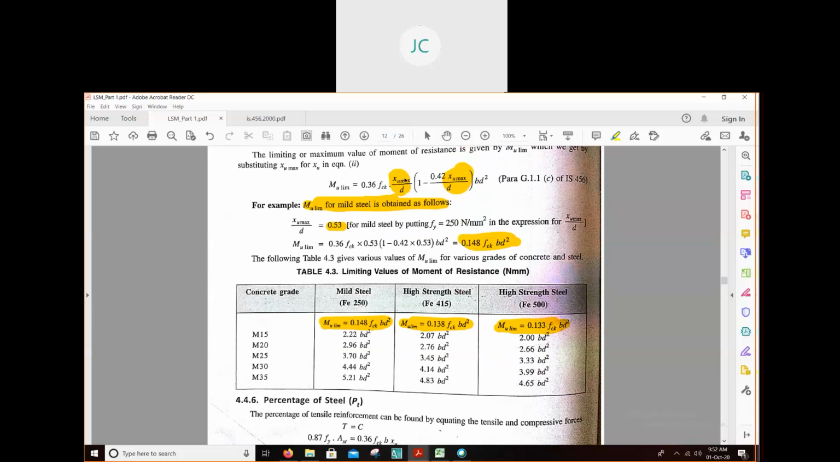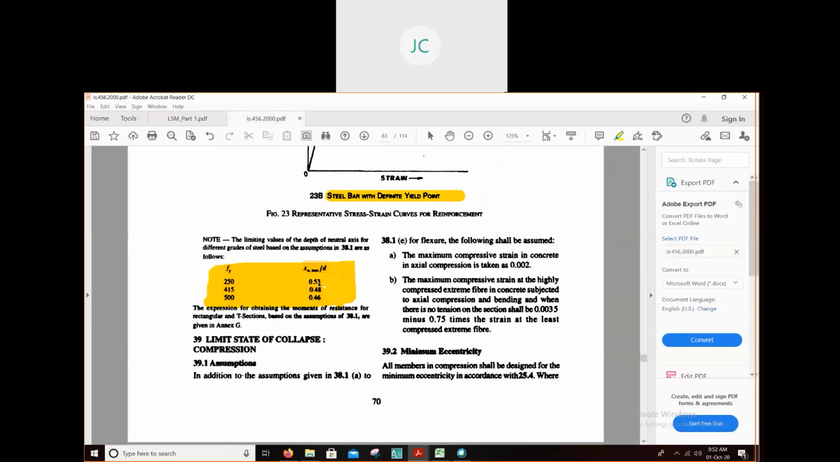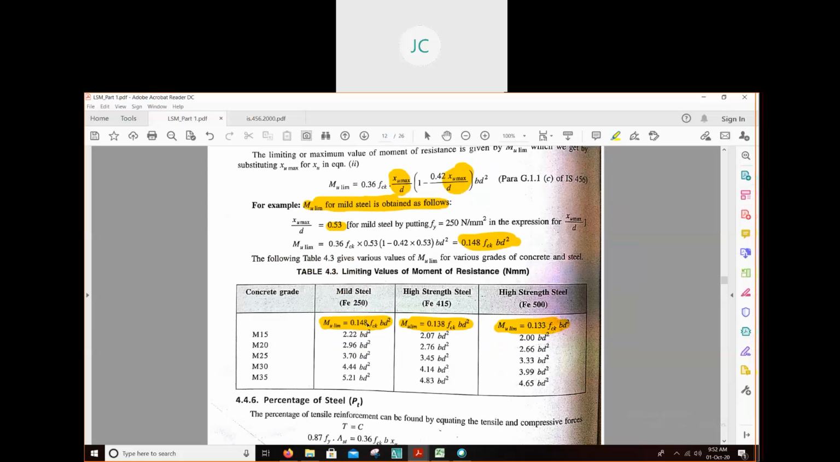See, for mild steel, just now I have shown you how to get this equation, 0.148 fck bd square. You just need to put the value of xu max by d from IS456. If you are using Fe250, put the value 0.53. For Fe415, 0.48, and for Fe500, put the value 0.46, and you just multiply the value and simplify it. For Fe250, you will get this value. For Fe415, you will get this equation, and for Fe500, you will get this equation.